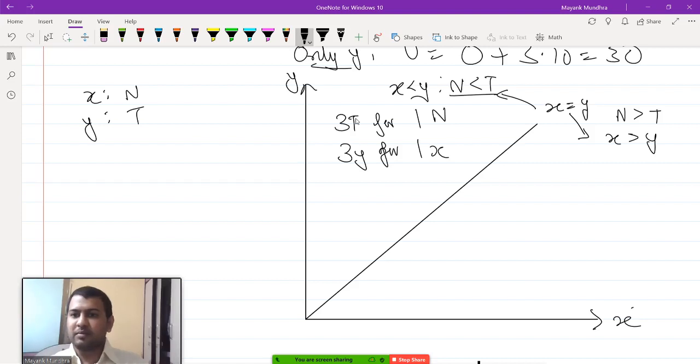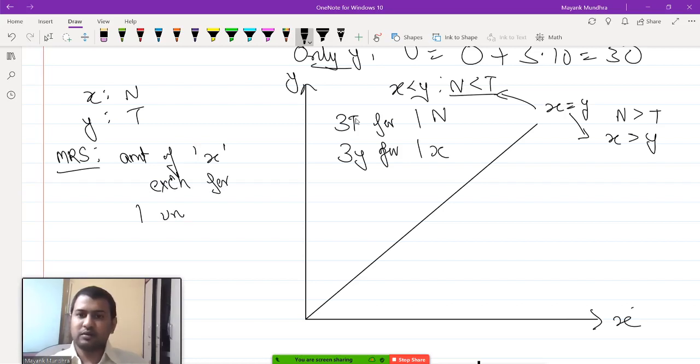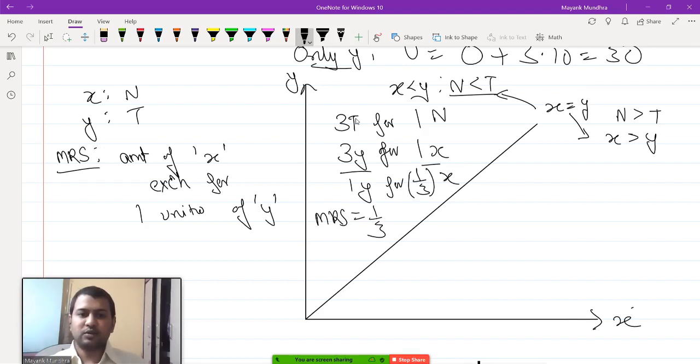So remember your MRS. The definition of MRS was the amount of X exchanged for 1 unit of Y. So you are willing to exchange 3 units of Y for 1 unit of X, so 1 Y for 1/3 of X. So MRS here is going to be equal to 1/3.